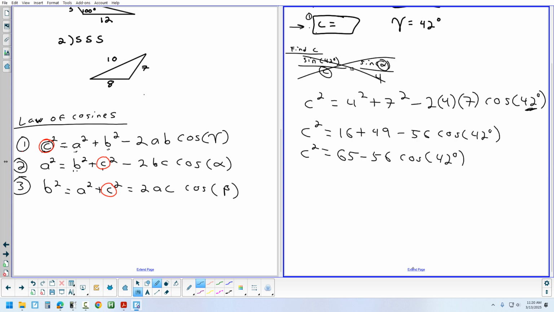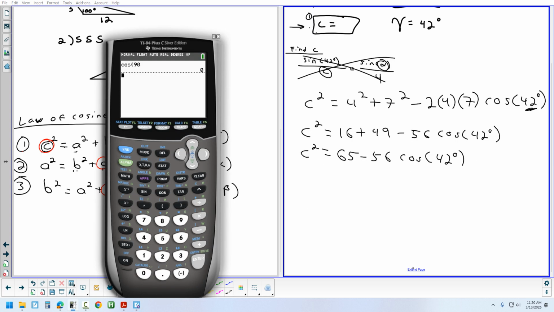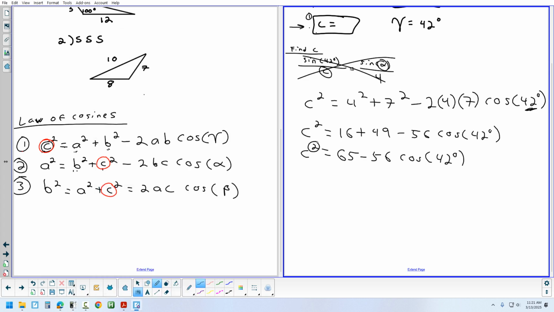What's the next thing we should do there? Multiply 56 and cosine 42. Yeah, the next thing you would do is multiply these two together and then subtract it from 65. But I'm going to do all that at once. The less rounding I do in the problem, the better. So let's not even do that out yet. Let's just get rid of this exponent of 2, and I'll type it all in one step. So if that's c squared, how am I going to get c? Take the square root. Yep.